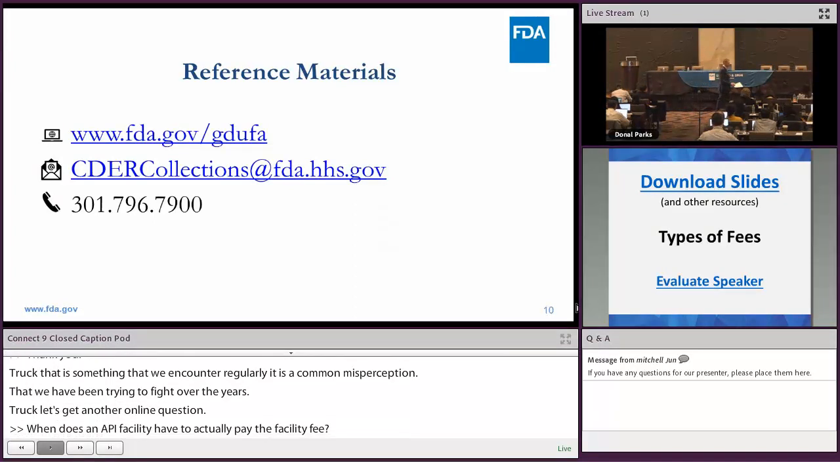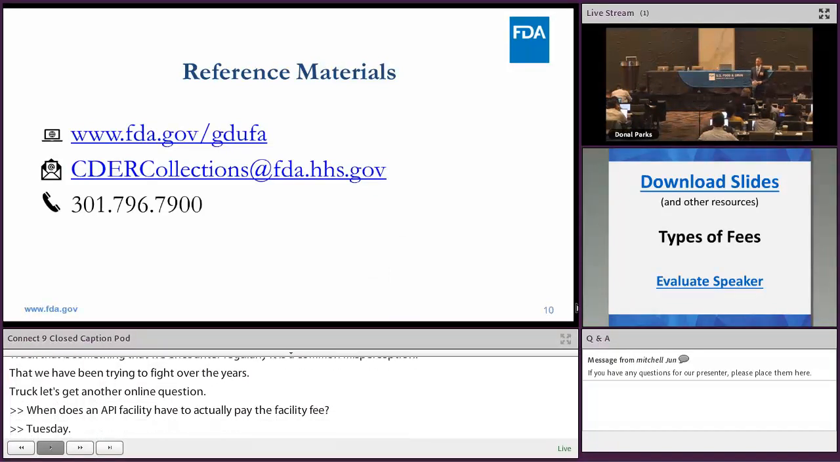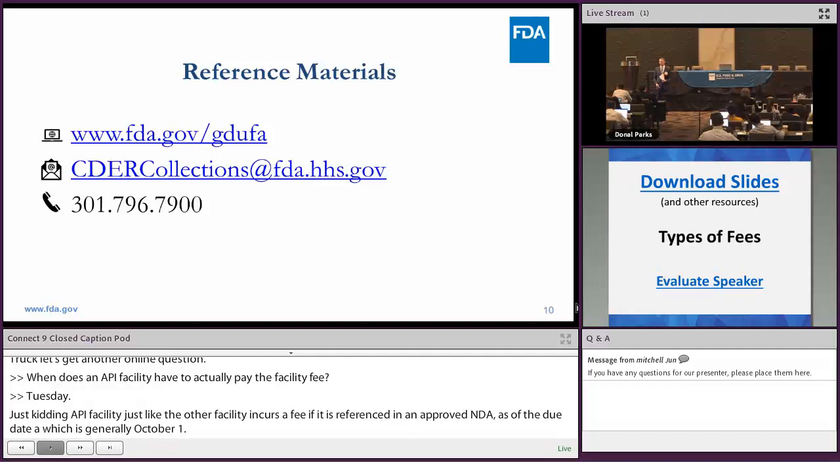So the API facility, just like the FDF facility, incurs a fee if it's referenced in an approved ANDA as of the fee due date each year, which is generally October 1st, the beginning of our fiscal year. So if it's an API facility that's first referenced in an approved application, say October 2nd, it doesn't have to pay the fee until the following October 1st. It gets a free ride for 364 days. If it's referenced on September 30th for the first time in an approved application, it owes the fee the next day.